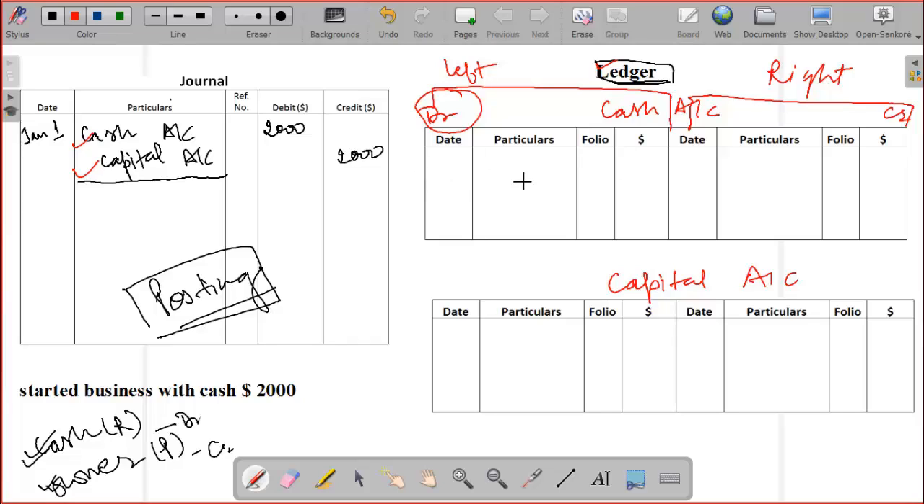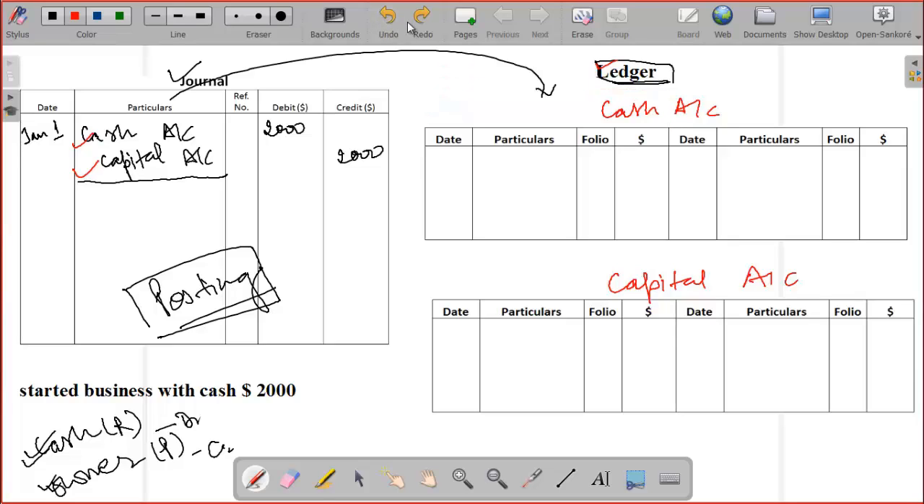So each account has two sides. This one is the debit side, and this one is the credit side. Understood or not? Yeah, this one is the debit side, and this one is the credit side. Same thing here. This is the capital account. This one is the debit side, and this one is the credit side. Okay? Now see how I will transfer this entry from the journal to the ledger. Clear?